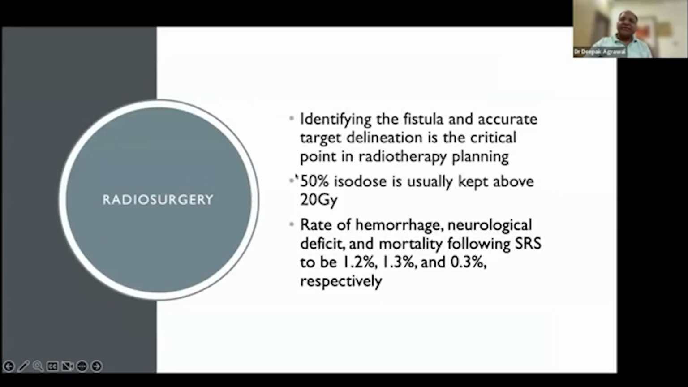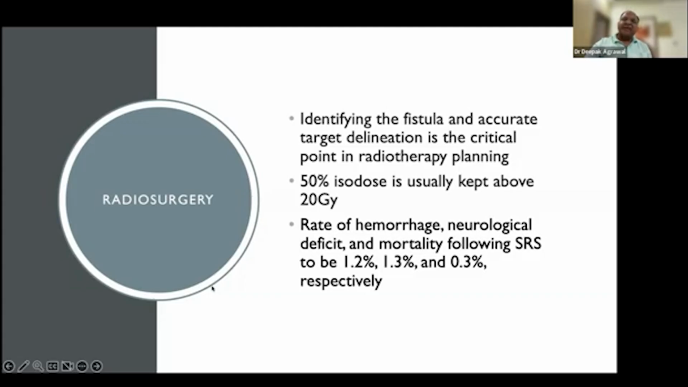When we talk about radiosurgery, obviously it is more consistent. You can obviously have papers across different institutions to assess the outcome measures. The most critical part in radiosurgery is identifying the fistula, or technically what we might call the nidus in this case. And this remains the crux. If we do not identify it properly, then obviously you will be making a target which is different from the actual one.